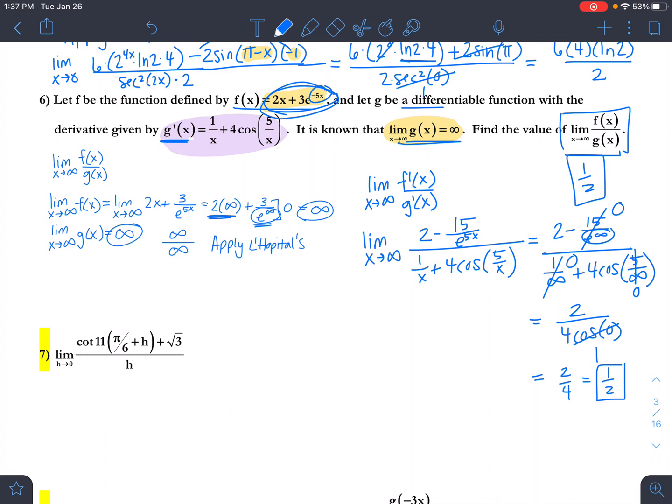You know, this could be a section of an FRQ. That would be the work you're expected to show. And that's about it.